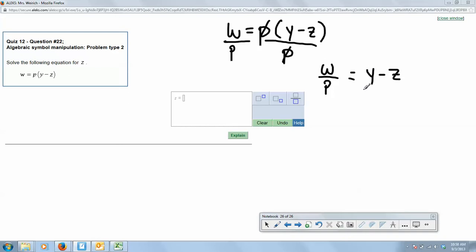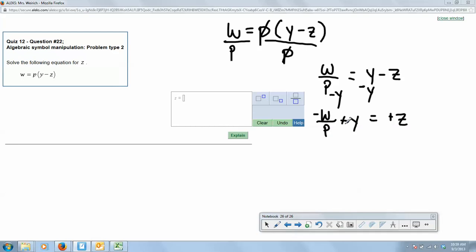Now, this is a positive y, so how do you get rid of a positive y? You subtract y. So we have W over P minus y equals negative z. I don't want a negative z, I want a positive z. So if you just flip all of these signs, or essentially divide by negative 1, all the signs will switch.